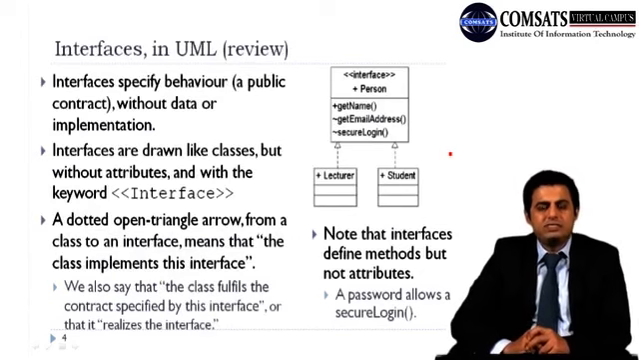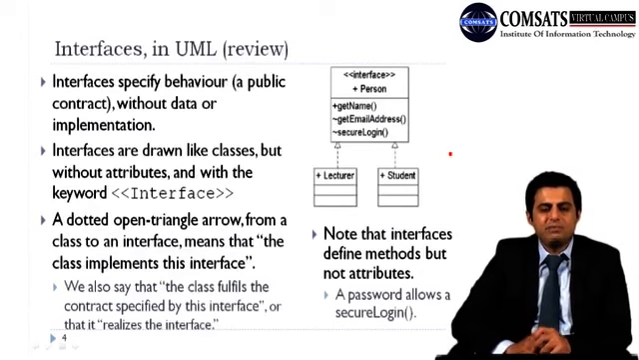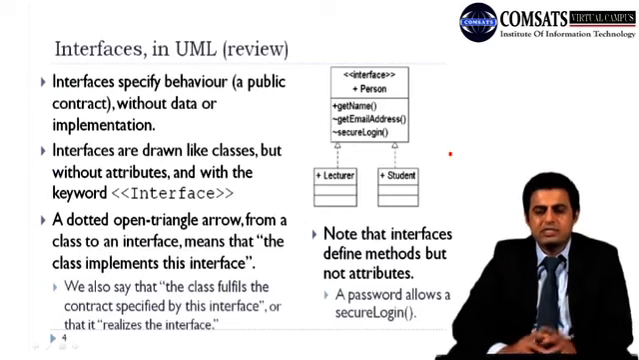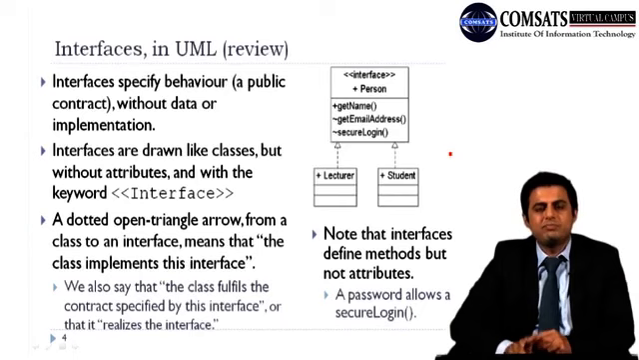Okay, the interfaces. Let's have a recap of the interfaces. If you look at this diagram which is given in this slide, this is an interface which is named person, and it has got three methods: get name, get email address, and secure login. Now there are two classes, lecturer and students, that are implementing this interface.